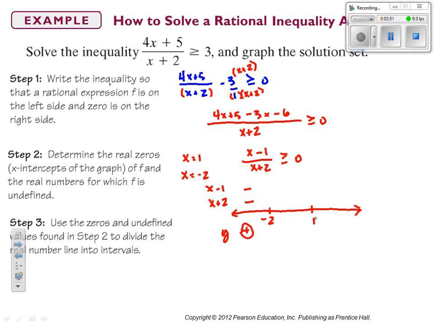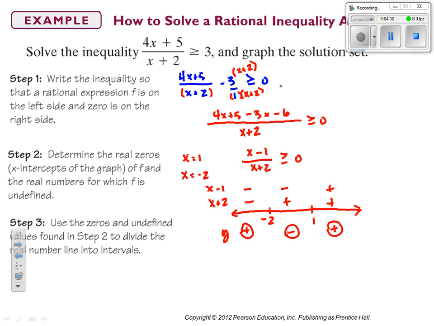Go to the next interval and do the same thing. Pick a friendly number between negative 2 and 1, like 0. If I put 0 in for x, then I have a negative factor there. If I put 0 in for x in the other factor, then I get a positive. If I divide a negative factor by a positive factor, then my y values are going to be negative. Then pick a number that's bigger than 1, like 10,000. 10,000 minus 1 is still going to be positive, and 10,000 plus 2 is going to be positive as well. If I have a positive factor divided by a positive factor, then my y values are going to be positive.